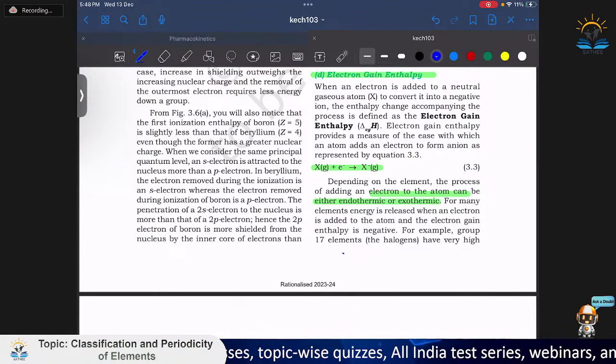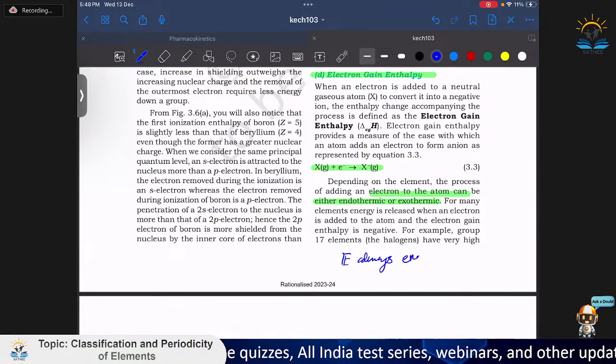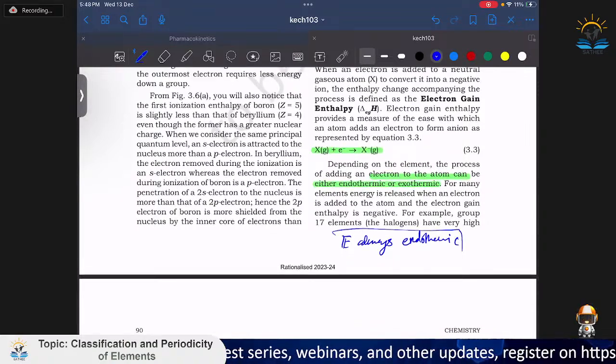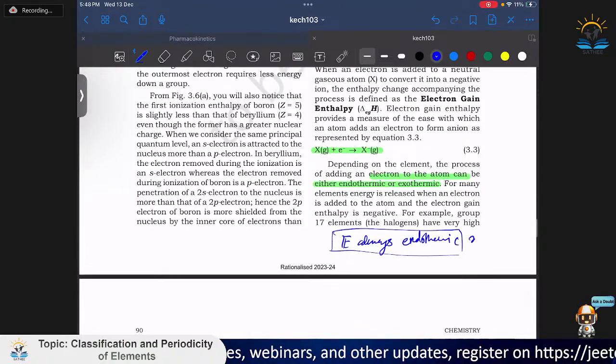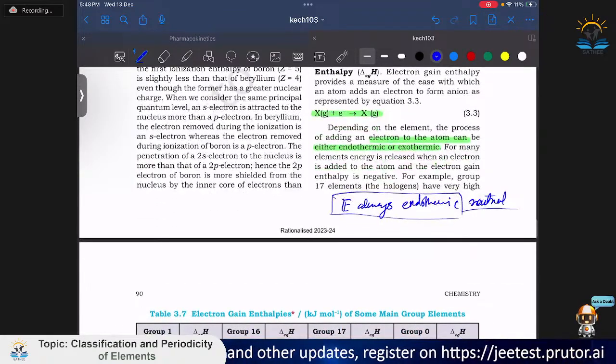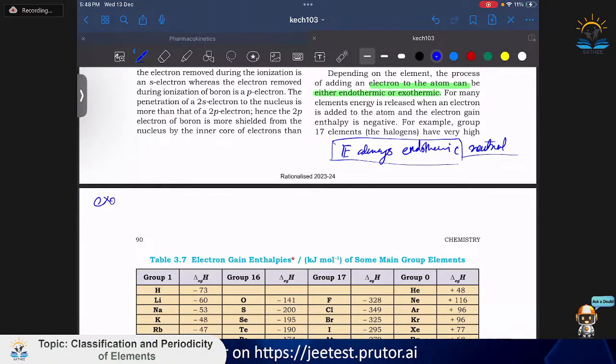See, IE is always endothermic. Okay, you remove the electron from the outermost shell, from a neutral atom. From a neutral atom, IE is always endothermic. But electron gain enthalpy can be endo or exothermic. I will just give you some examples where it is. Generally it is exothermic, but I will give examples where it is endothermic.